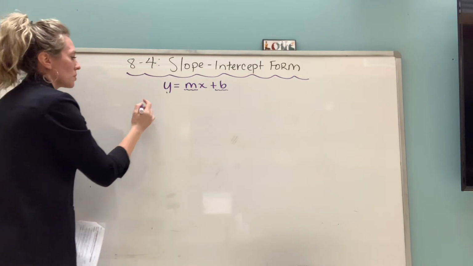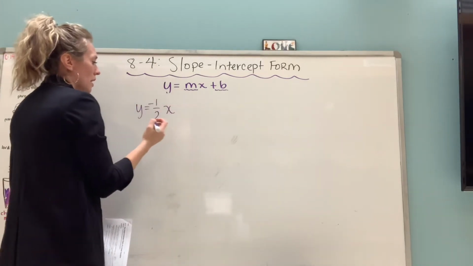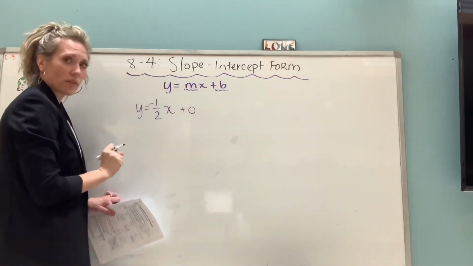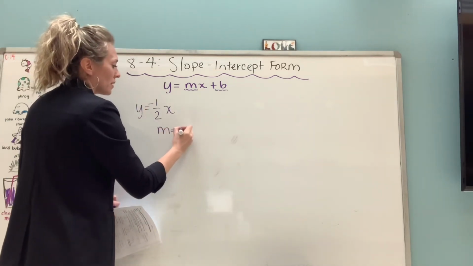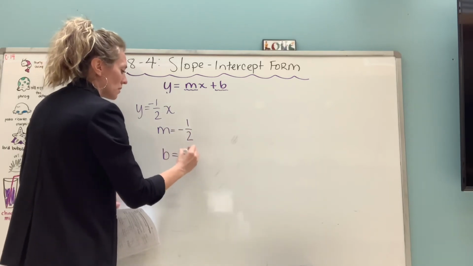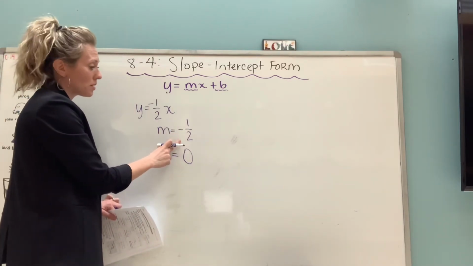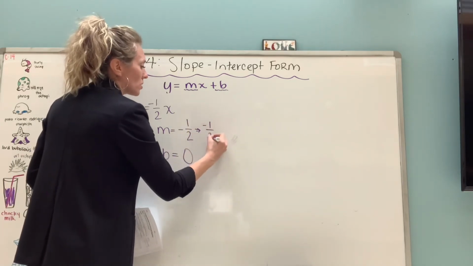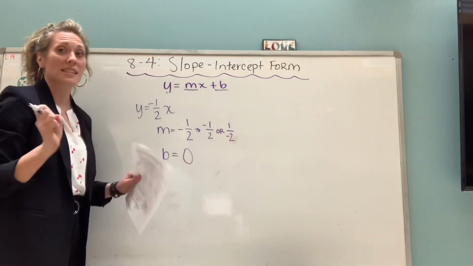Y equals -1/2 x. Invisibly there is a 0, because if I were to add in +0, it doesn't change the value. So on this equation, my slope is -1/2 and my y-intercept is 0. When it's negative, it doesn't actually matter where you put the negative sign. You could say it's -1/2, or you could say it's 1/-2. You will still get the same line.